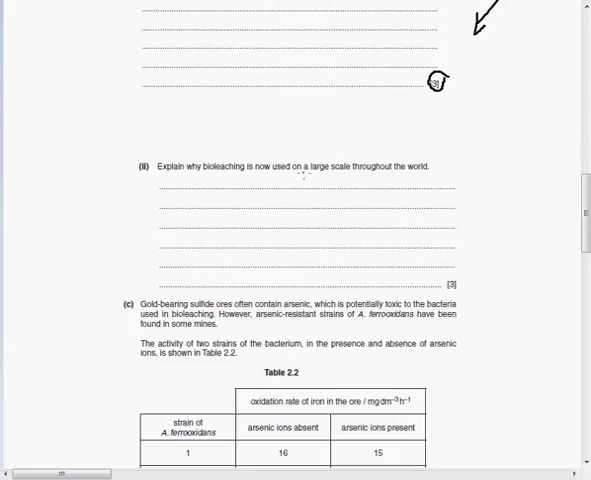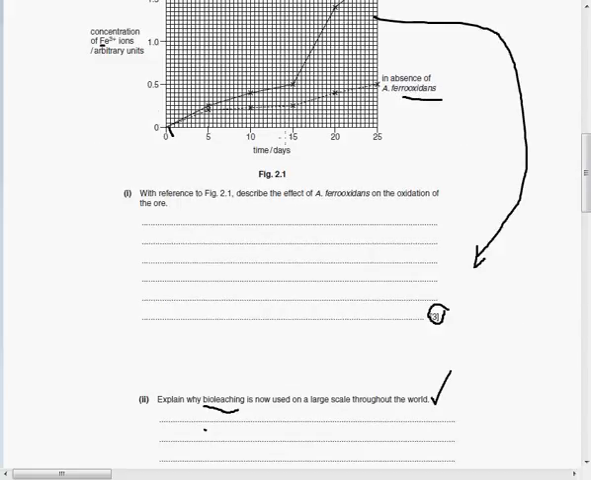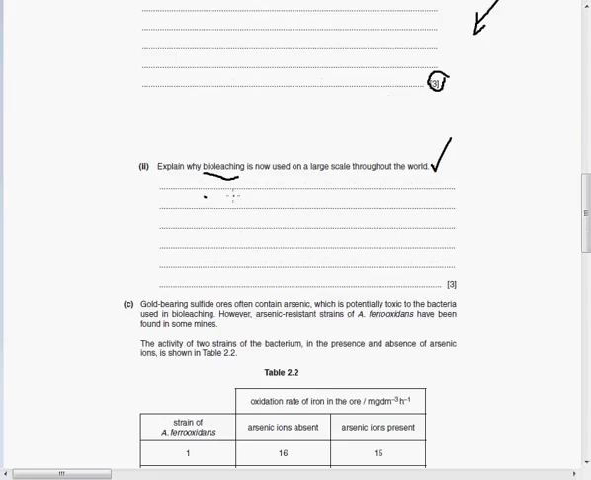Then explain why bioleaching is used on a large scale throughout the world. So why is bioleaching preferable? Now this question is very common and it's easy. Why bioleaching? Because it's cheap, it's affordable, right? You don't need much expense to get this ferrooxidant. They're very cheap compared to using furnaces and all those other processes that can take a long time, or processes like electrolysis to separate iron from ores, which can take a lot of expenses. So this one is very cheap.